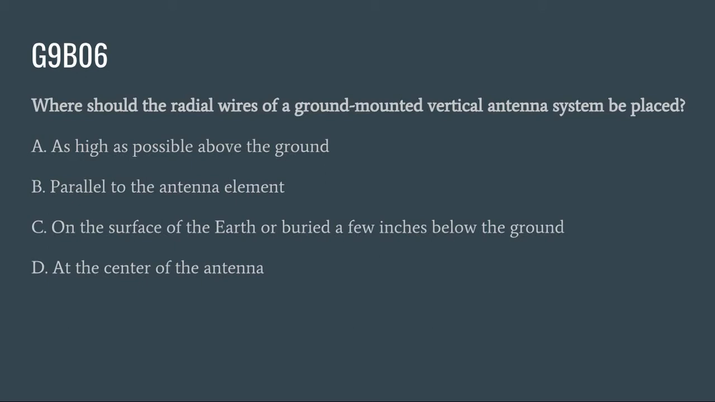G9B06, where should the radial wire of a ground-mounted vertical antenna system be placed? A, as high as possible above ground. B, parallel to the antenna element. C, on the surface of the earth or buried a few inches below the ground. Or D, at the center of the antenna. Correct answer C, on the surface of the earth or buried a few inches below the ground.